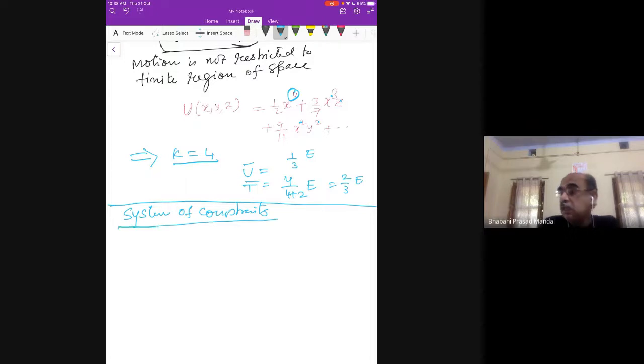I mentioned in the class that there are two difficulties when the constraints are present. One is that all coordinates are not independent, right? All coordinates are not independent because there are constraints.